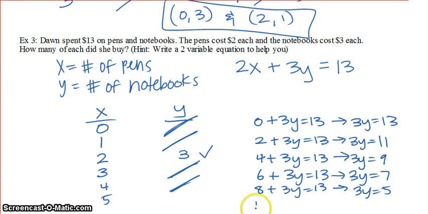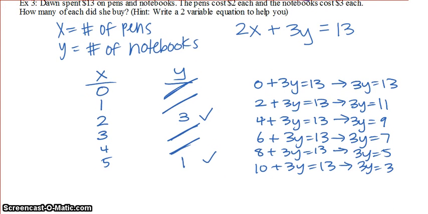5. 5 times 2 is 10, plus 3y equals 13. Subtract the 10, so 3y equals 3. Oh, that means y is going to equal 1, so that works. And let's keep going. There might be some more. So 6. So 6 times 2 is 12, plus 3y equals 13. Subtract 12, so that's going to say 3y equals 1. Well, again, not a whole number.